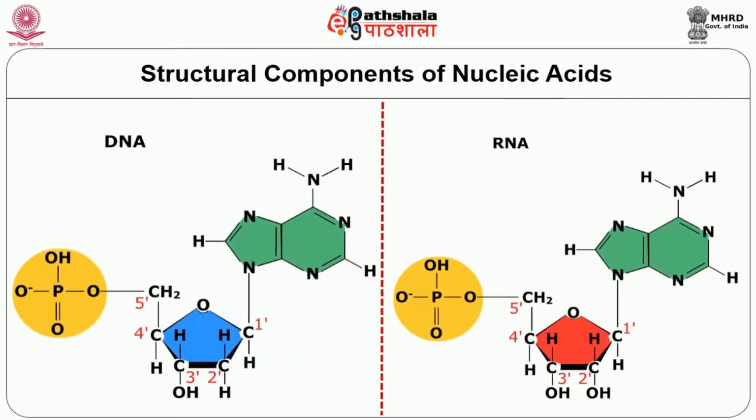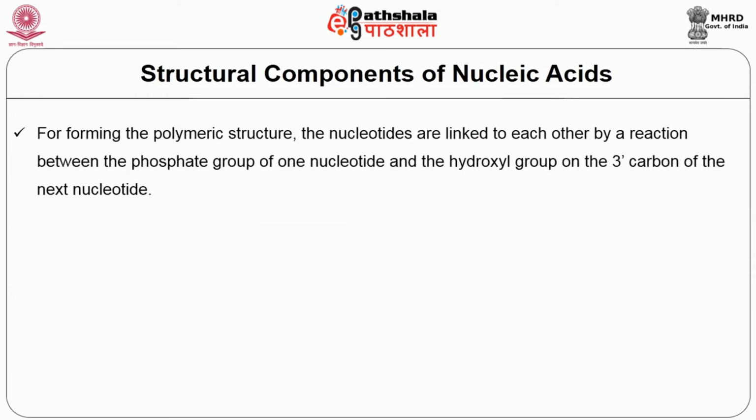Having understood the structural components of the monomeric units of DNA and RNA, now let us consider how these units are linked together to form the polymers. For forming the polymeric structures, the nucleotides are linked to each other by a reaction between the phosphate group of one nucleotide and the next nucleotide.